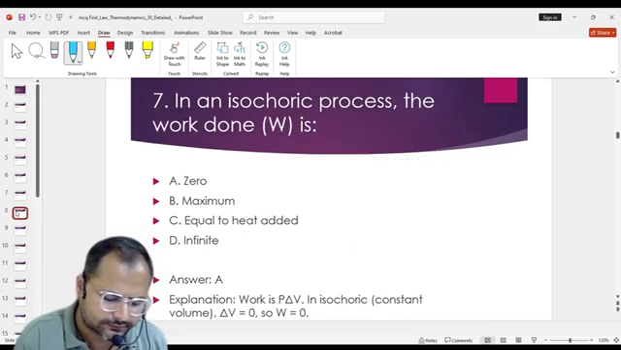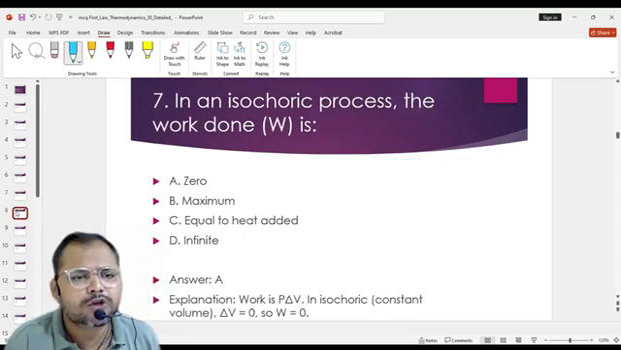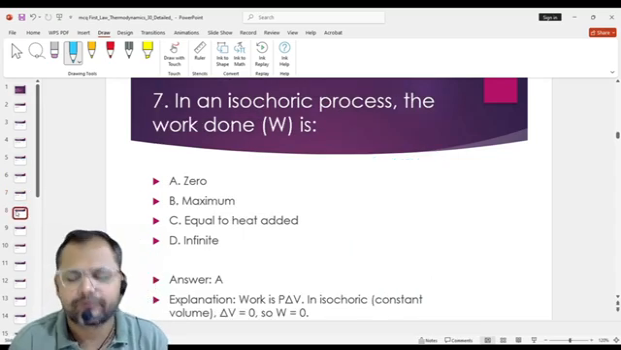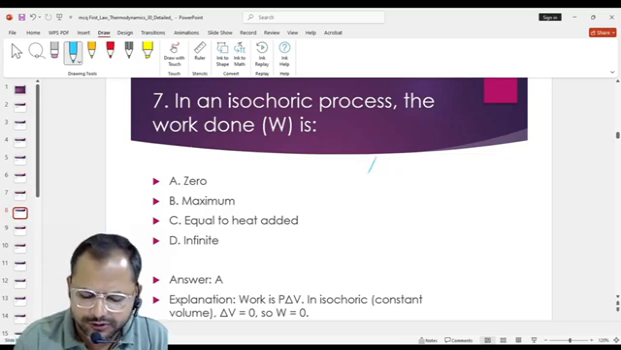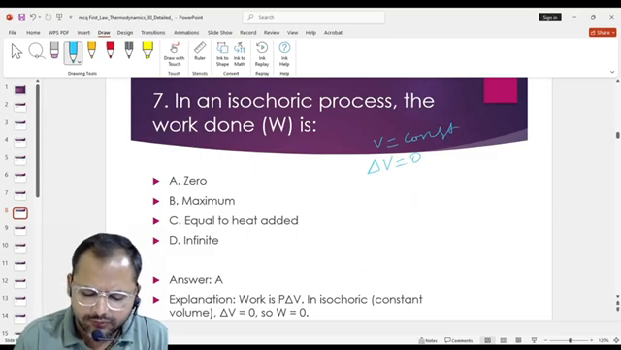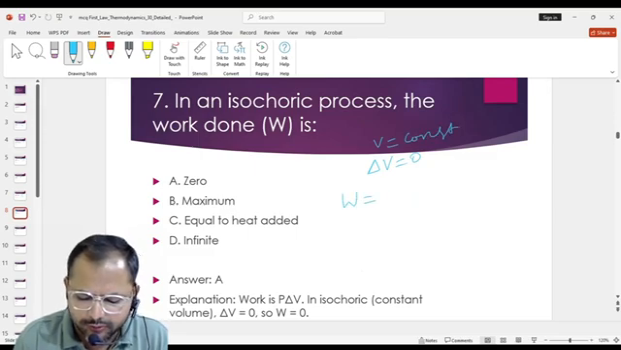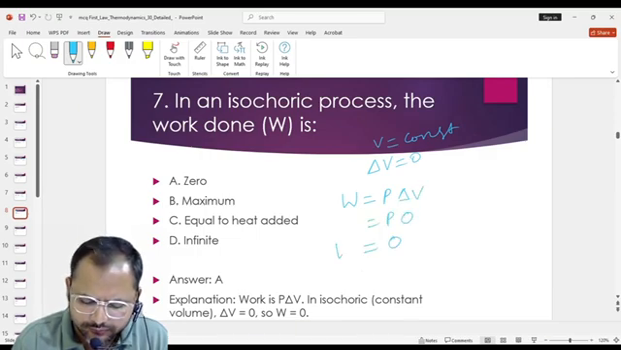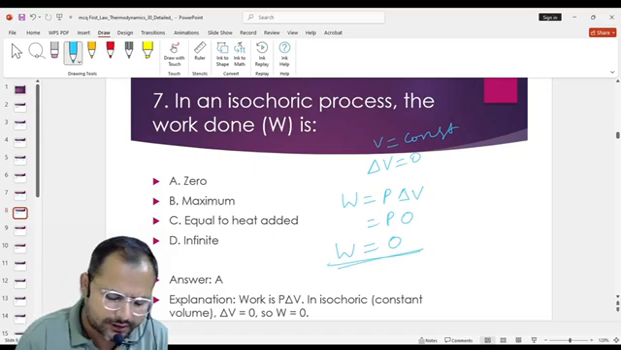Next question. In an isochoric process, the work done will be. Isochoric process means change in volume equal to zero. Volume remains constant. Work done formula is work done equal to pressure into change in volume. If change in volume equal to 0, then work done equal to 0. So work done equal to 0. Option A is the correct answer.